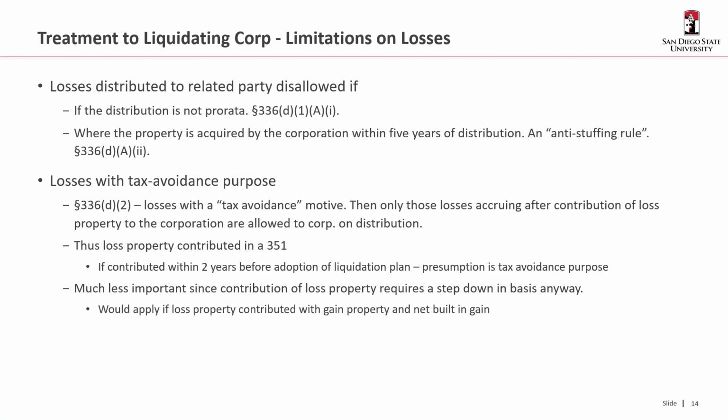So same is true with losses with a tax avoidance purpose. So 336(d)(2), losses with a tax avoidance motive, then only the losses accruing after contribution of lost property to the corporation are allowed to the corporation on distribution. So the idea is if someone contributes lost property and then they try to liquidate out and capture that loss, really that's not much of an issue anymore, primarily because the rules on lost property require the step down in basis anyway. So 336(d)(2) is a little bit of a legacy code section out there, but I think it could still be used in situations where they thought there was some abusive behavior on the part of the taxpayer.